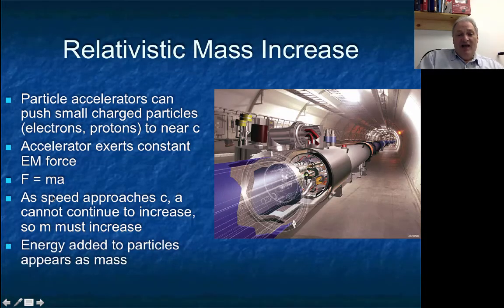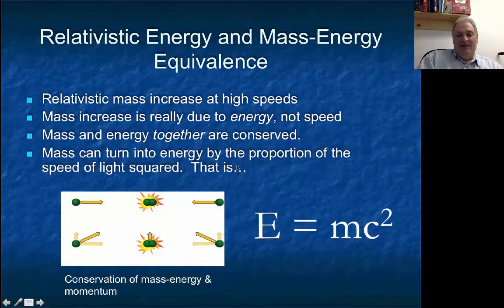And so what's really happening is we're exerting a force by using energy on that charged particle, and that energy is actually converted into mass. So the energy shows up as mass in the particle, and that leads to Einstein's famous equation, E equals mc squared. So the mass increases when you get to high speed.